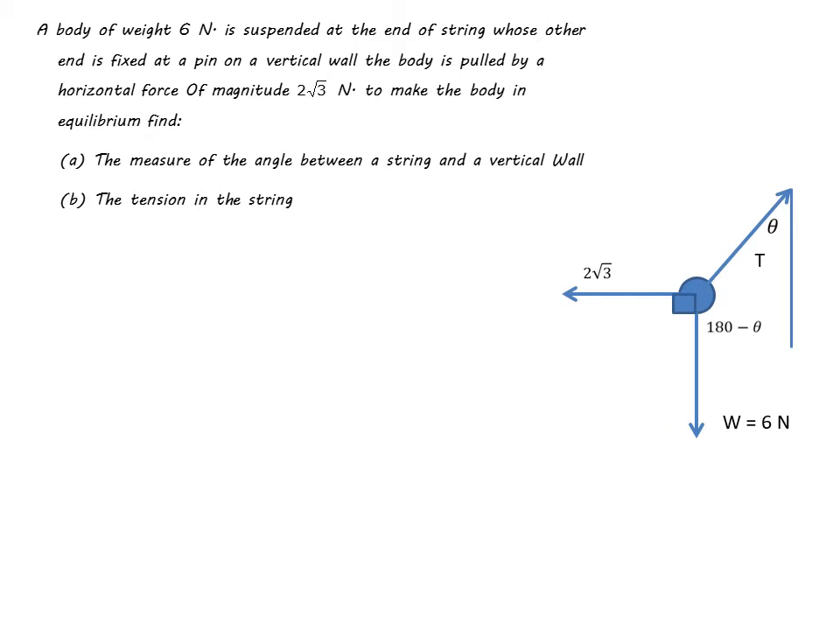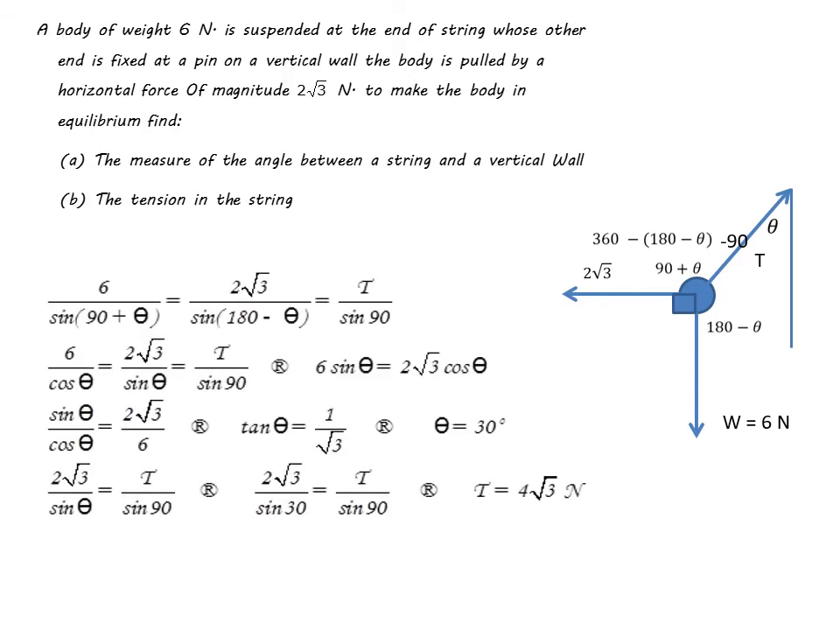All of them accumulative at one point, so it will be 360 minus 90 minus 180 minus theta. After simplifying, it will be 90 plus theta. Then we are going to apply Lami's rule, which is the weight over sine 90 plus theta equal the force over sine 180 minus theta equal the tension over sine 90. So we are going to replace or simplify the following terms.